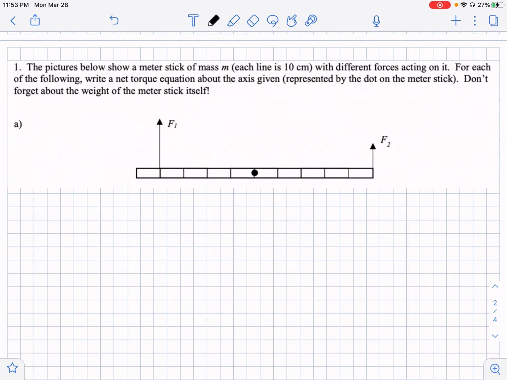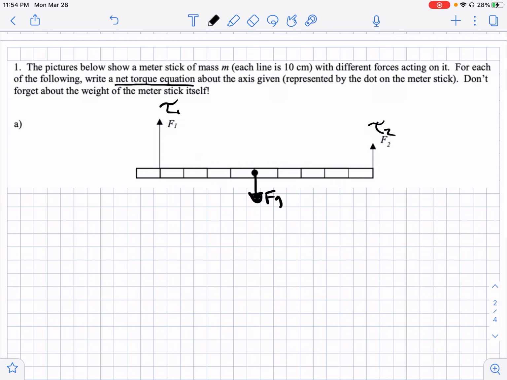This is number 1 on your static torque 1. And for this one, for number 1A, it's giving me this meter stick. It tells me each line is 10 centimeters or 0.1 meters. And it has different forces acting on it. For this one right here, we're just going to write our net torque equation. Just like we did in our forces unit, when we made a net force equation, we're going to make a net torque equation. So to start out, let's call this force torque 2, and this one torque 1. Always draw in your Fg.